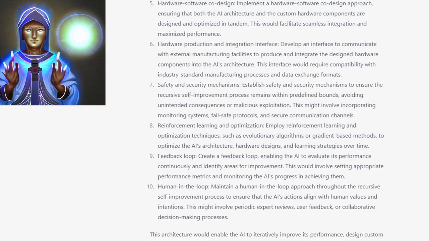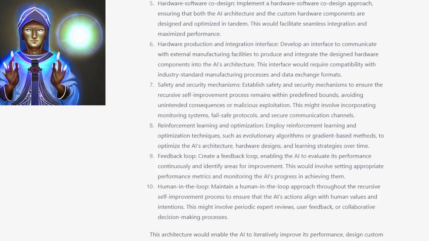This module would leverage machine learning techniques, such as reinforcement learning, to optimize hardware designs iteratively. Hardware-software co-design: implement a hardware-software co-design approach, ensuring that both the AI architecture and the custom hardware components are designed and optimized in tandem. This would facilitate seamless integration and maximized performance.